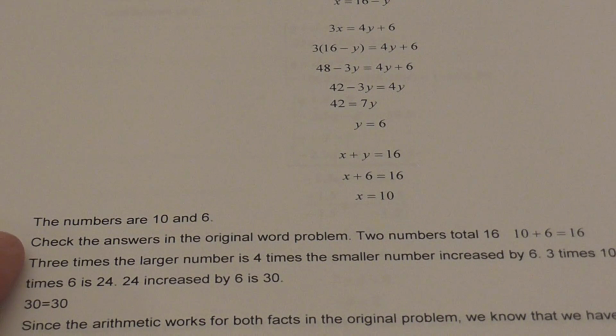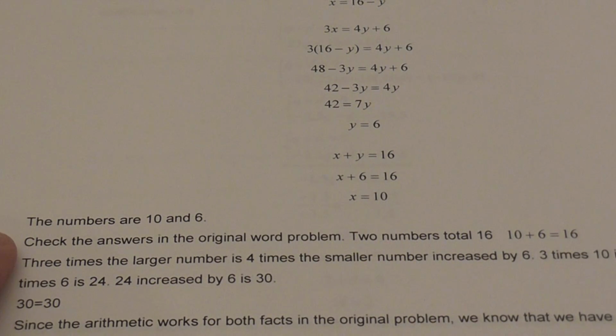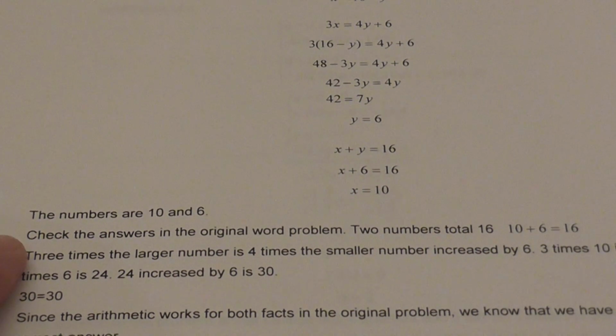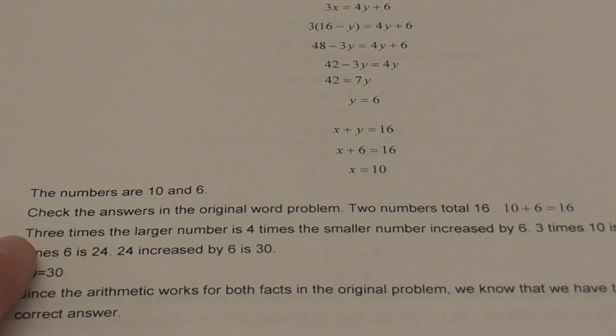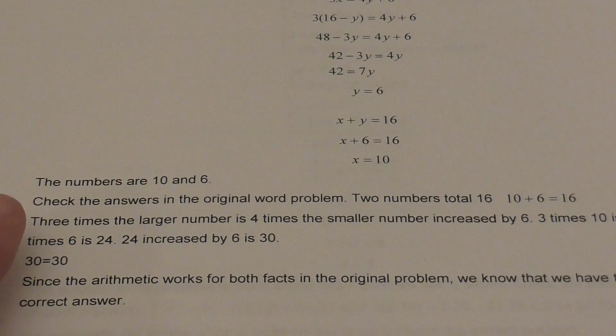So we need to check the answers in the original problem. The two numbers total 16. That's just 10 plus 6, and yeah, that's 16. 3 times the larger number is 4 times the smaller number increased by 6. So 3 times 10 is 30. 4 times 6 is 24, then you increase that by 6, and that's also 30. So 30 equals 30. So since the arithmetic works for both facts in the original problem, we know we have the correct answer.